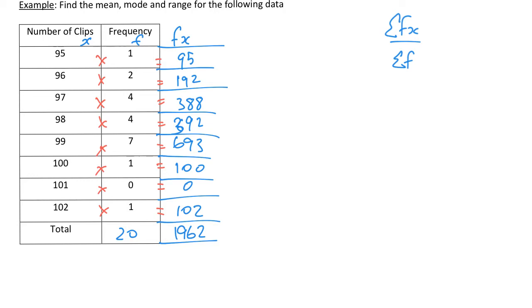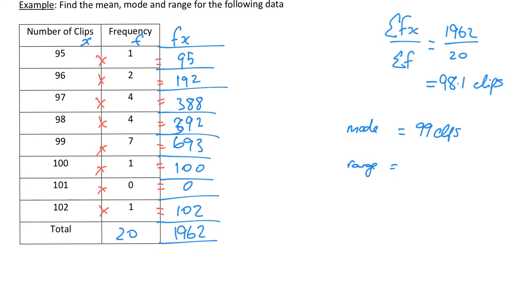Put those into the formula, we get 1962 divided by 20, which works out to be 98.1 clips. To work out the mode, it's the highest frequency. The highest frequency is 7, and that relates to 99 clips. The range is the largest value minus the smallest. The largest is 102, the smallest is 95. Take those away and we get 7 clips.